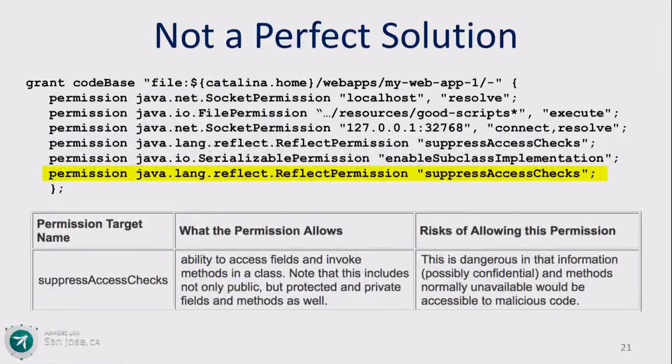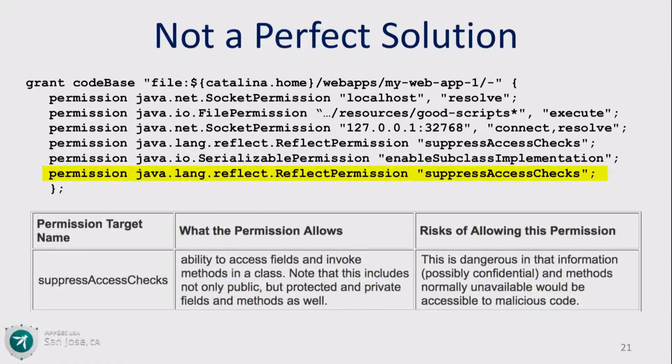The reason why one person raised their hand is that it's not a perfect solution, okay? It's hard to get to work, and it has some caveats. One of which is if you use reflection in your application, then you have to add this declaration right here to suppress access checks. So you've just opened another hole in your application.